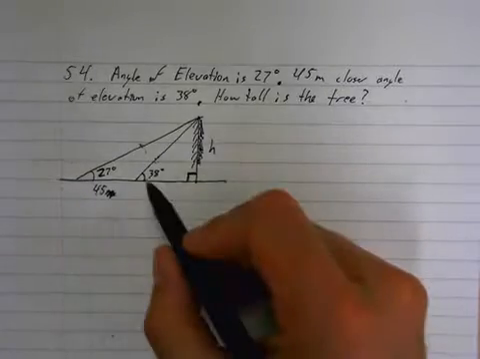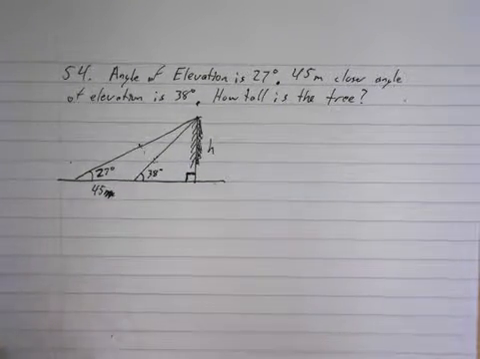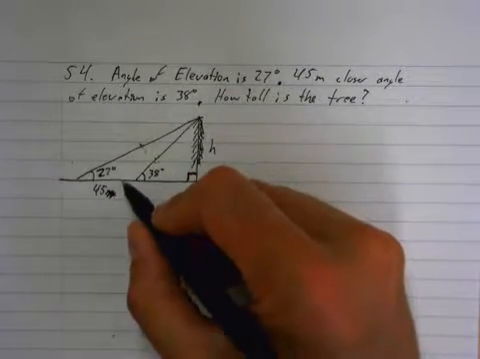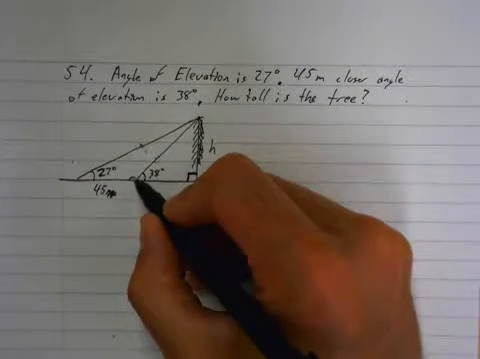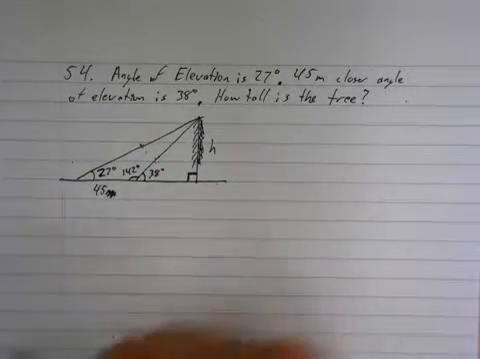So what I'm going to do is first of all take 180 minus 38. So 180 is along the straight line. If that is 38, then this angle in here is 142 degrees. Okay, that's useful, but not totally useful.